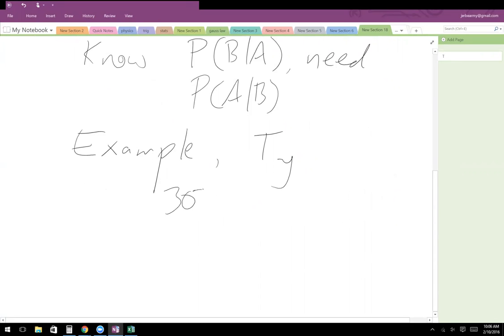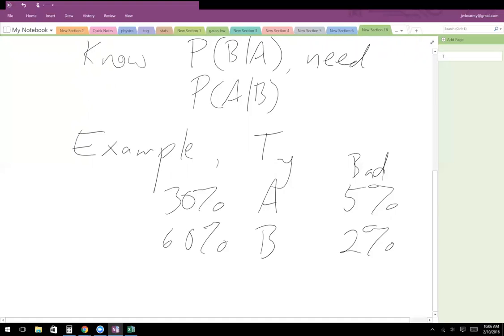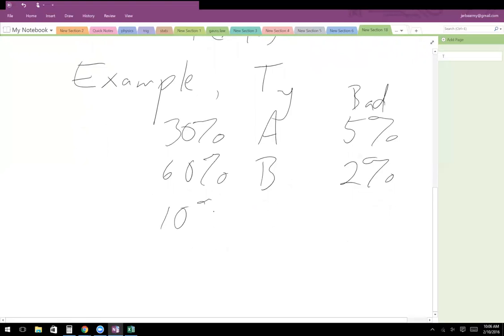say he gets 30% of his stuff from a company and he gets a bad batch 5% of the time. And he gets 60% of his stuff from another company, and they don't have bad batches as much. And he gets the rest of it from a third company, and they have them pretty often. Why does he want to do that? Well, maybe company C is a whole lot cheaper than the other ones. So this is very plausible in the real world.